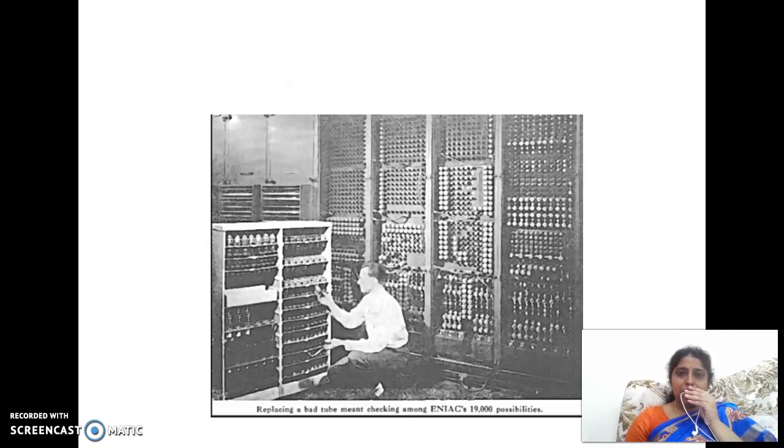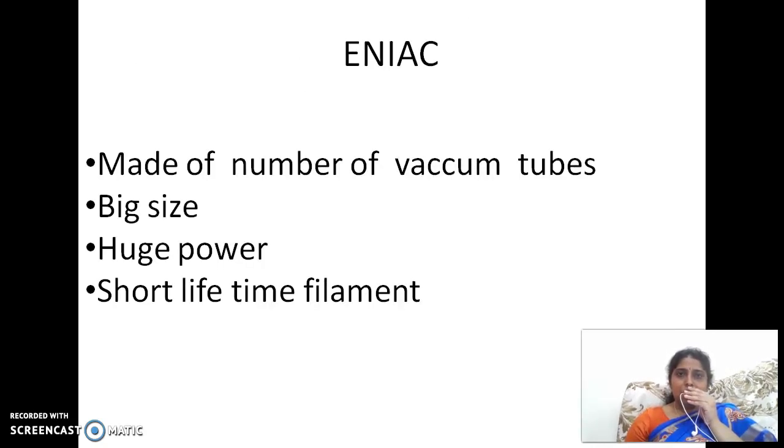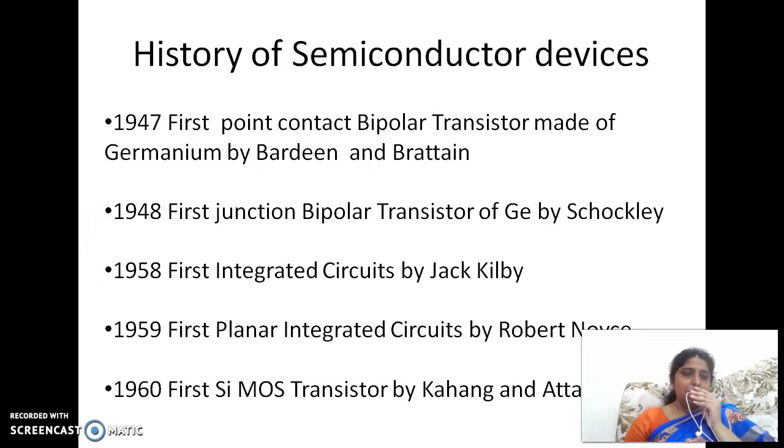This is also a picture of ENIAC, a complex structure made of a number of vacuum tubes. They are big in size, they consume huge power, and they have short-lifetime filaments. But present day electronics is very compact. The transistors became smaller, they became faster, they dissipate less power, and they are cheaper to manufacture. Like this, many special features are there in the electronics we have today.